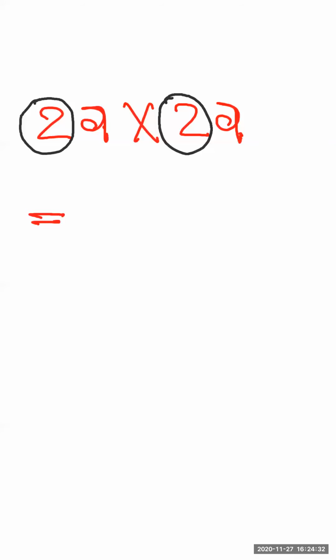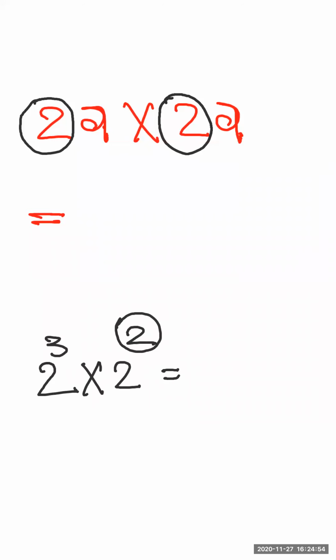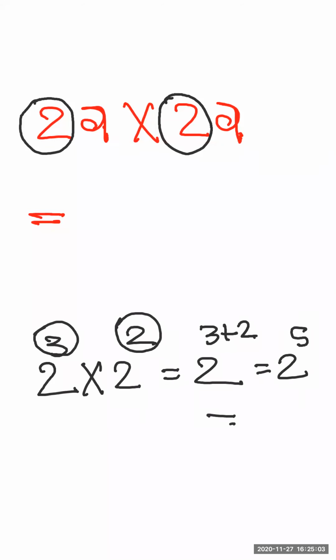You are talking about the degree. This is a different topic. Now I'm talking about multiplication and division, not related to the degree of the algebraic terms. But in case I multiply 2 to the power of 3 times 2 to the power of 2, you have to add the indices. So it will equal 2 to the power of 3 plus 2. I'm adding the indices, which gives 2 to the power of 5, which finally equals 32.